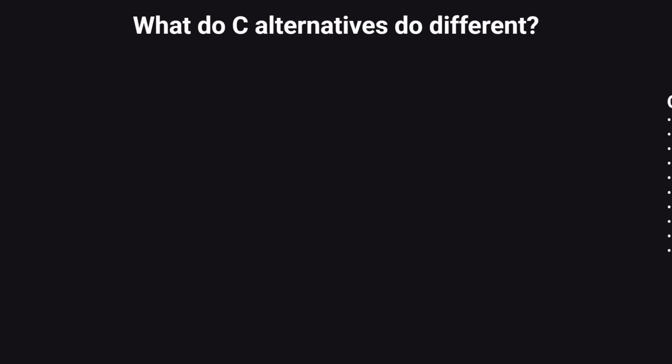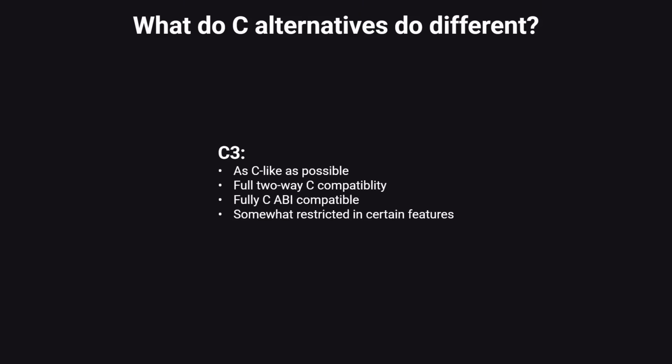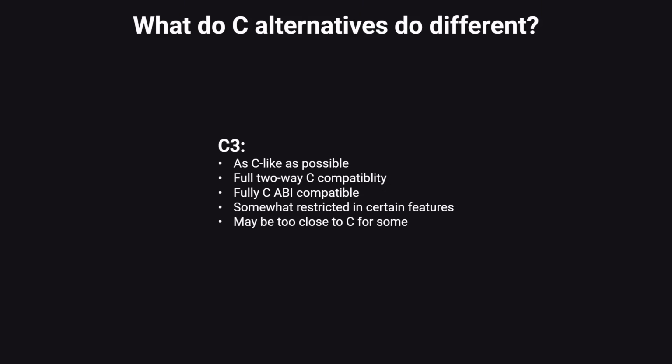Last up is C3. Its primary language goal is to really feel like C, much more than Zig or Odin do, to the extent of aiming for perfect two-way interop automatically, which isn't an easy thing to do. It requires the language to make some compromises, and it may be too close to C for some people's tastes, but if you want a language that really feels like C and integrates seamlessly with all of your existing code, it's probably the best option.